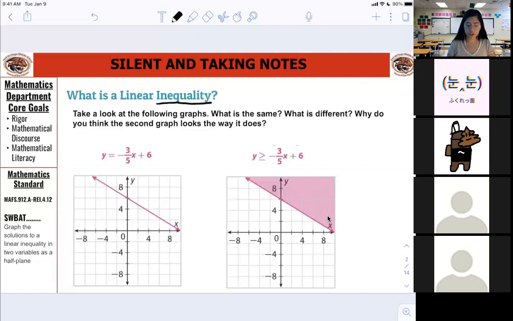Yeah, so it's shading. That whole pink part, we call that shading. So it's kind of telling you that anything in this area of the graph is a part of that function or that equation. And so that's kind of the main difference. Is anything else different other than the shading? Take a look at the slope, the y-intercept, the x-intercept. Does anything else change?